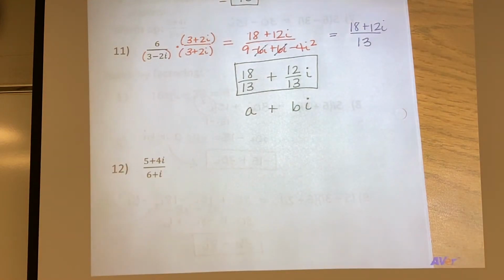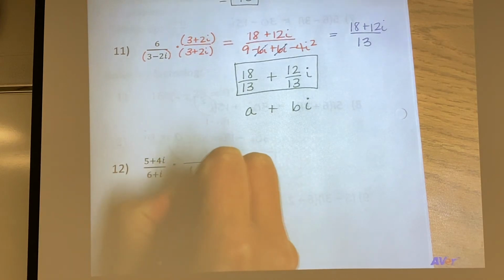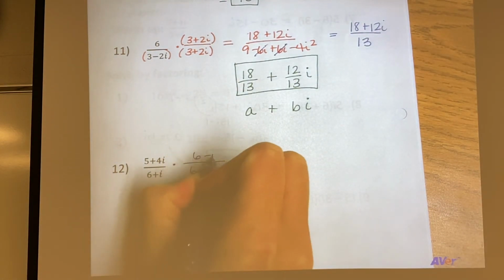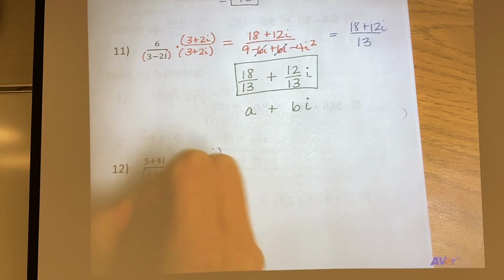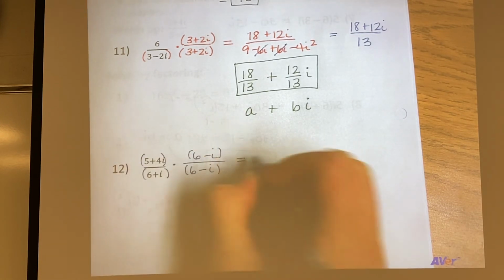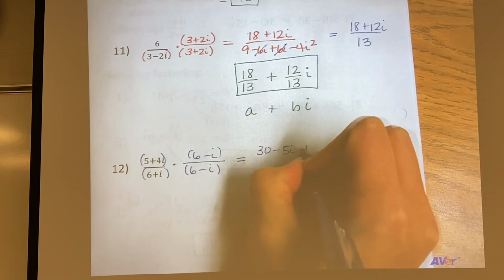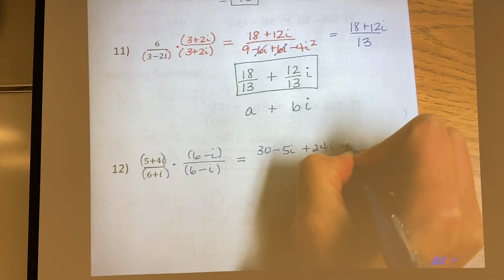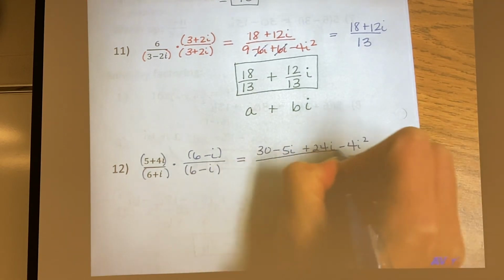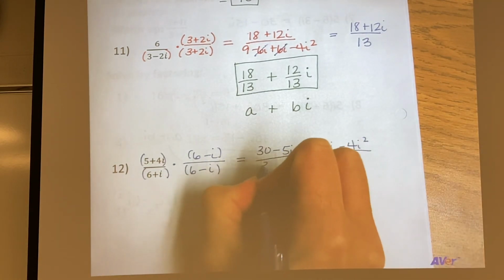All right, last one, another division. So again, we're going to multiply top and bottom by the conjugate. So go ahead, hit pause, try it yourself, and then come back and check to see if you got it right. So you should be multiplying by 6 minus i, numerator and denominator. Make sure those are all in parentheses. We're going to FOIL in our numerator and denominator. And then do some simplifying after we get everything multiplied out.